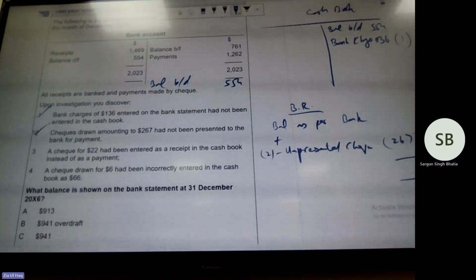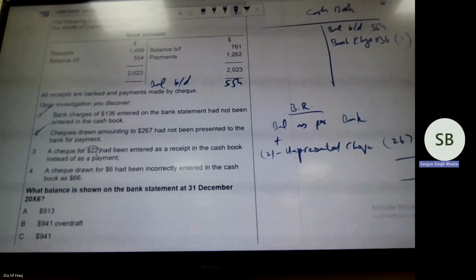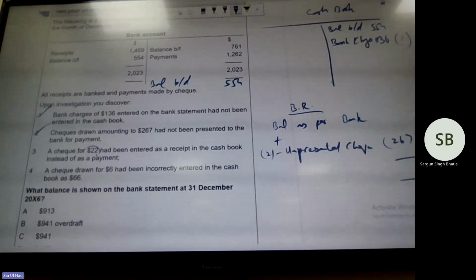We need to record 22 here, but we recorded 22 here. Is that our mistake or not our mistake? Sir, I don't think so. In the cash book, we need to record 22 in cash payments. Yes, sir. But we recorded 22 in receipts. So it's our mistake. We need to rectify it.